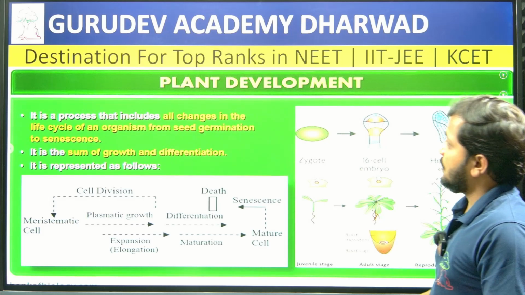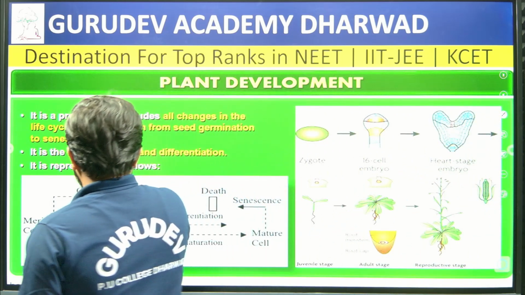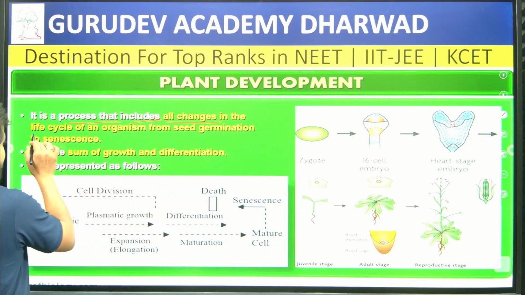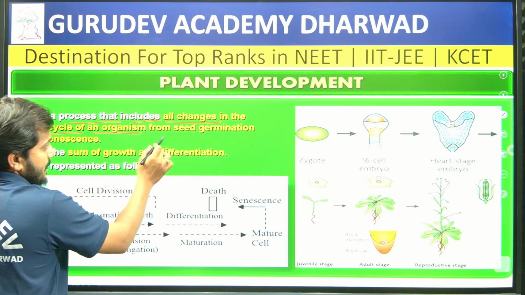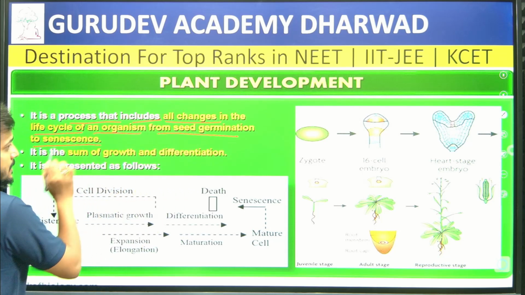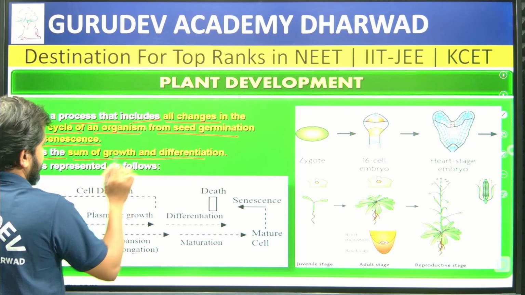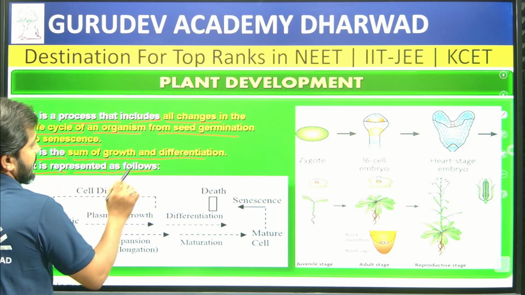Now with respect to plant development, if you consider it, it is a process that includes all the changes in the life of a particular organism from seed germination to senescence, right? Then it is the sum of growth and differentiation, and it is represented as follows.